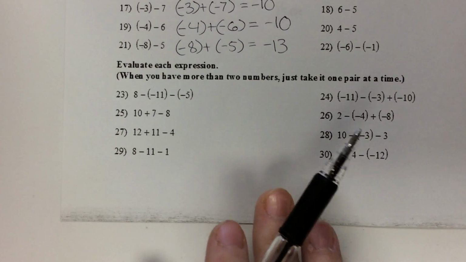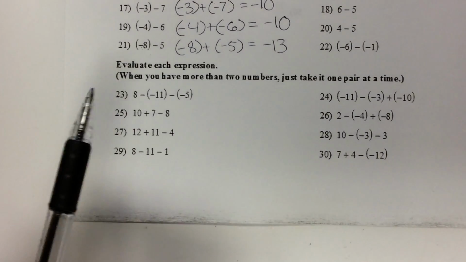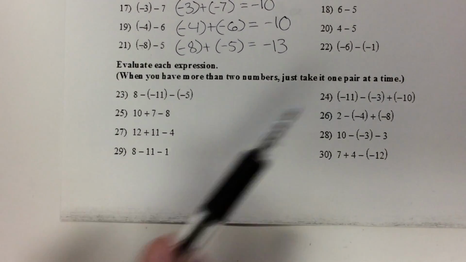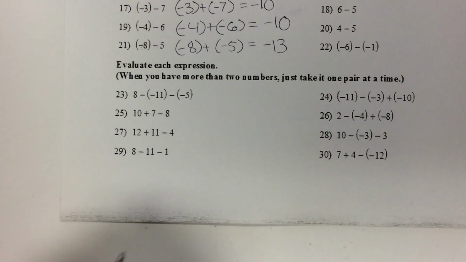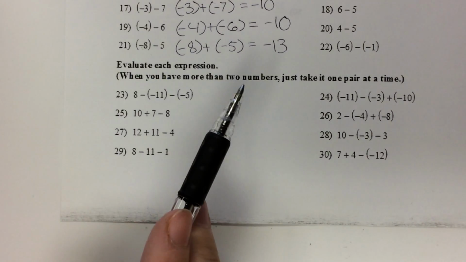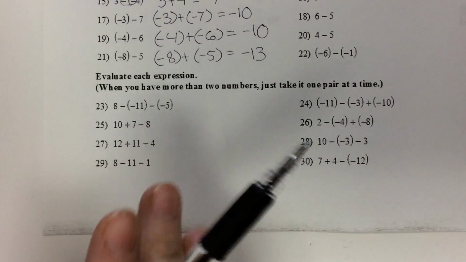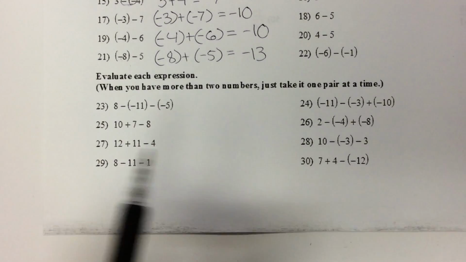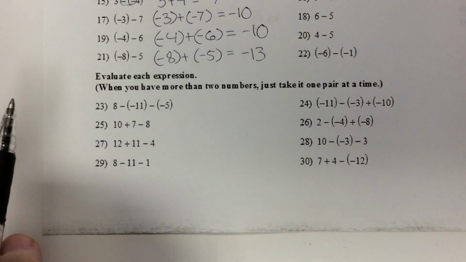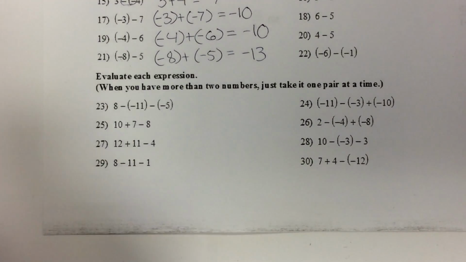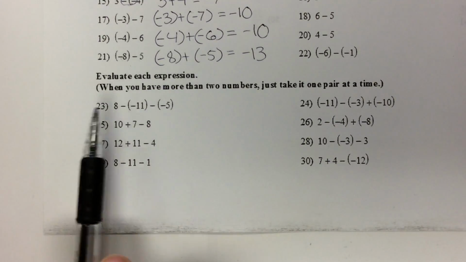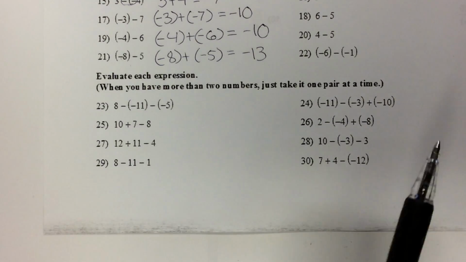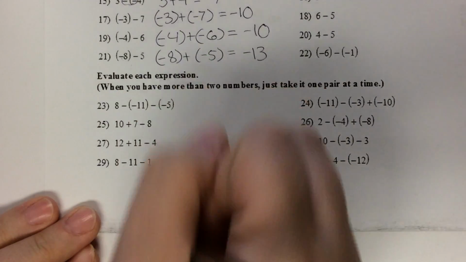Let's move down. Evaluate each expression. Now you're going to notice here that we're going to have more than 2 numbers in one expression. Now, when you have more than 2 numbers, don't get confused. Just take it one pair at a time. And what I mean by that is when they're all the same operation, you just go from left to right, the same order you would when you're reading a book. Straight across, okay?